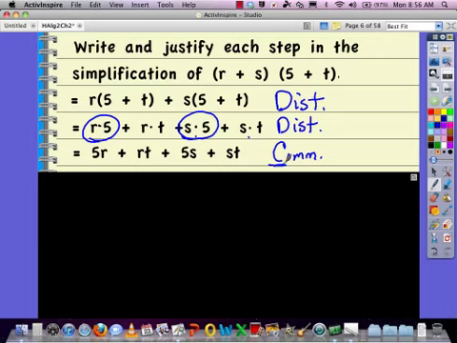So 5r is what came out of r times 5, r times t stays, alphabetical order rules, 5 times s, and s times t. If there was anything that was like terms, you could combine, but in this case there are none, so that is as simplified as you can get for this multiplication problem.